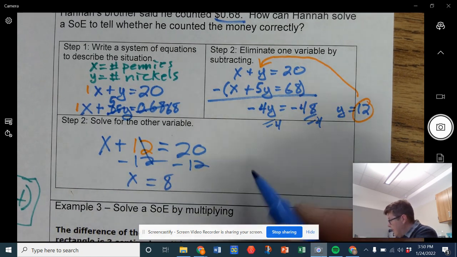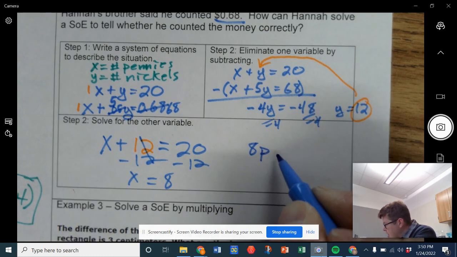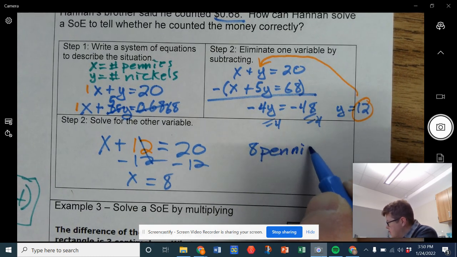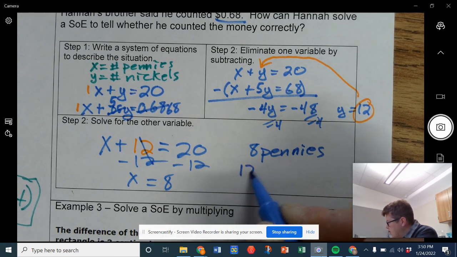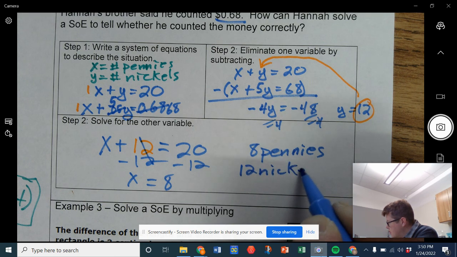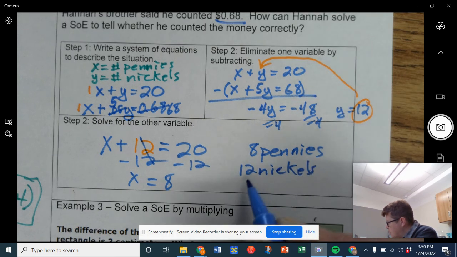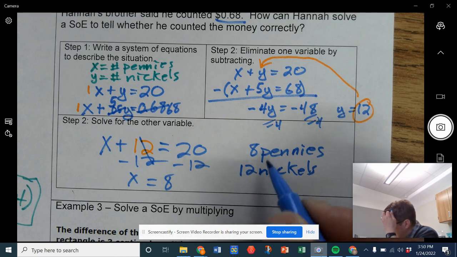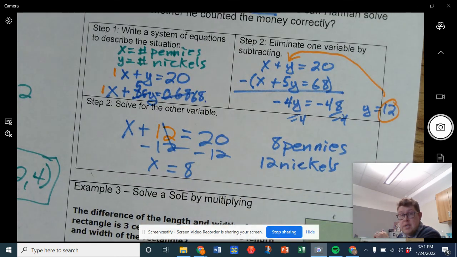Okay, so we have 8 pennies, right? X's are the pennies. Yeah, 8 pennies and 12 nickels. Right, which makes sense, right? 12 times 5 gets you to 60 cents, plus 8 gets you to 68 cents, which is exactly what we want.